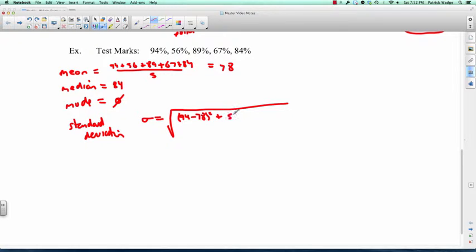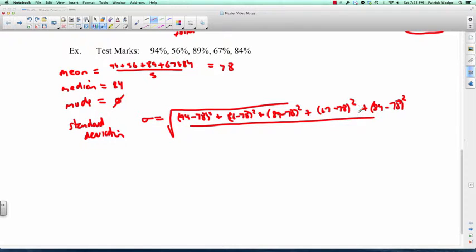Second one is 56. Take away 78, and we square it. Third one is 89. Take away 78, and we square it. Next one's 67, take away 78, and we square it. And the last data point's 84, take away 78, and we square it. And we have to divide that by how many there are, and there are 1, 2, 3, 5 again, always 5 here. And then we would take the square root.